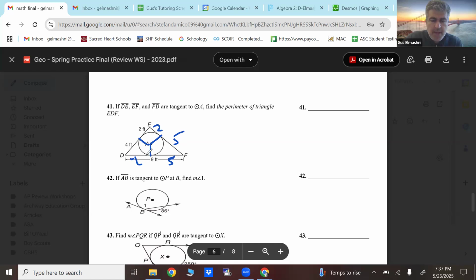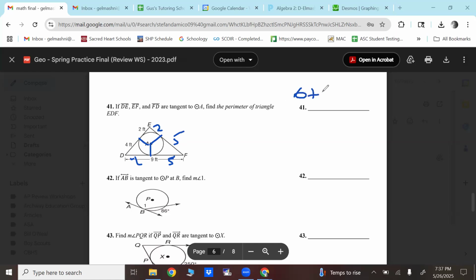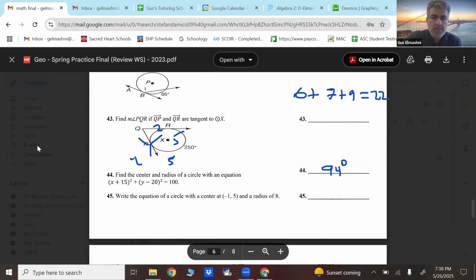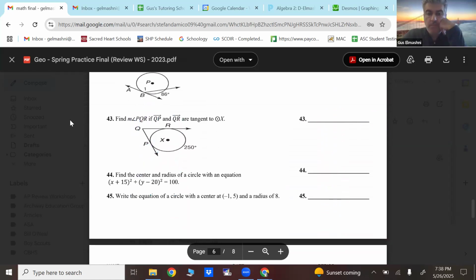Okay. So you have six plus, yeah, because they're external tangents. That's tricky. 6 plus 7 plus 9, which gets 22. Angle 1 is going to be 94 degrees. That's 250. That's 110.